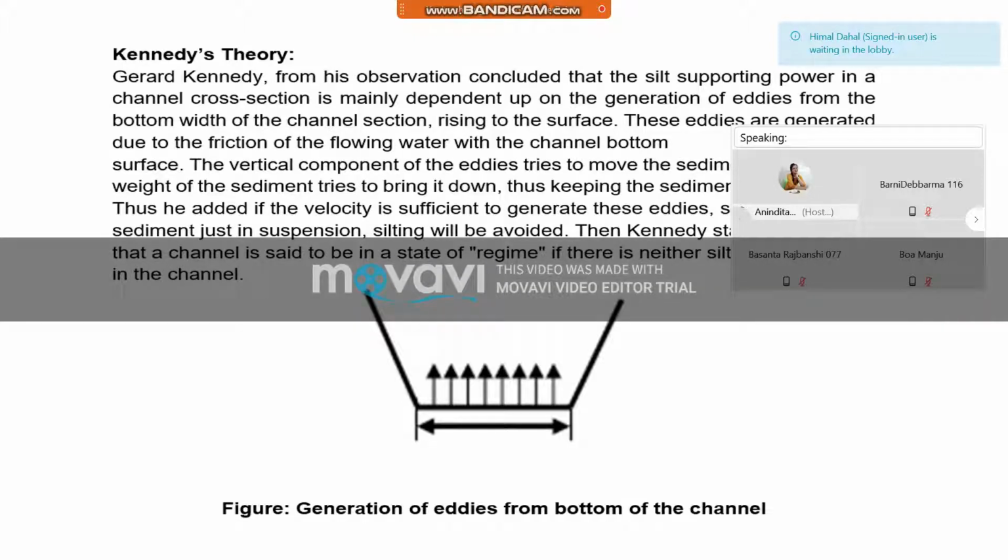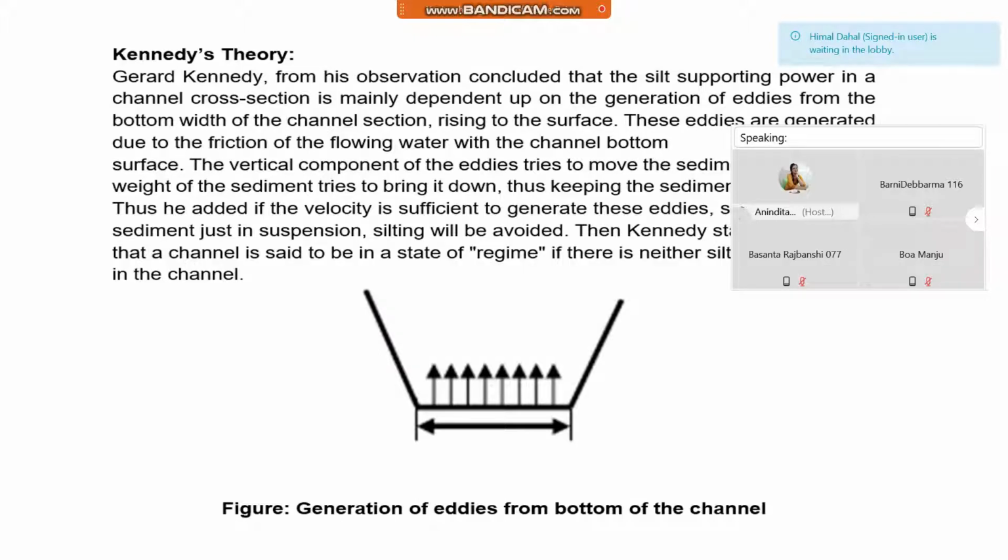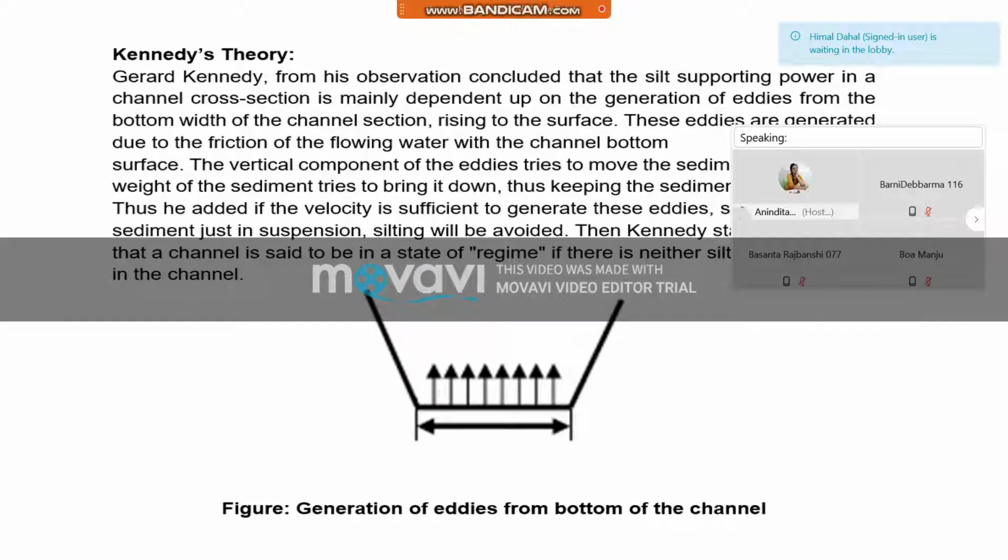Kennedy, from his observation, concluded that the silt supporting power in a channel cross-section is mainly dependent upon the generation of eddies from the bottom width of the channel section rising to the surface. That you can see in the figure. These eddies are generated due to the friction of the flowing water with the channel bottom surface. The vertical component of the eddies tries to move the sediment up while the weight of the sediment tries to bring it down, thus keeping the sediment in suspension.